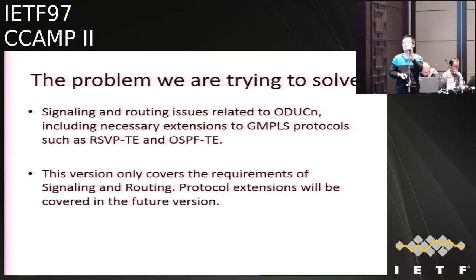This page gives a summary of what we are doing and what we are trying to solve. In CCAMP, we are trying to solve the GMPLS protocol control, such as the signaling extension and routing extension related. We want to use the routing and the signaling to control and set up the OTUflex connectivity connection. And we aim to include some necessary extensions in this draft.